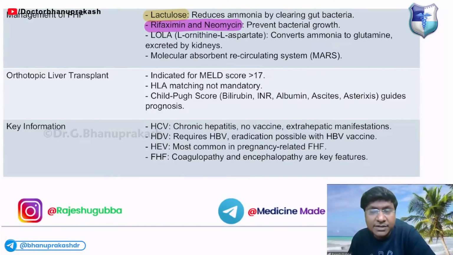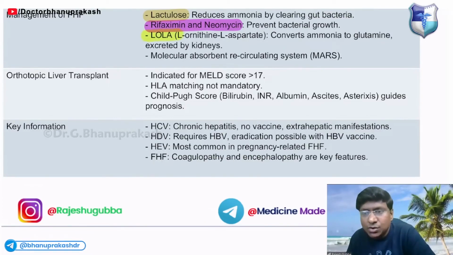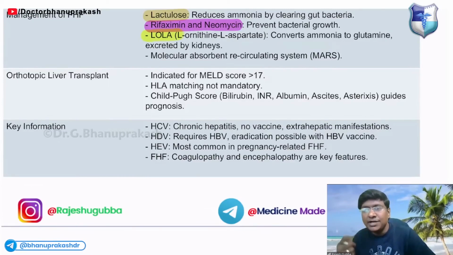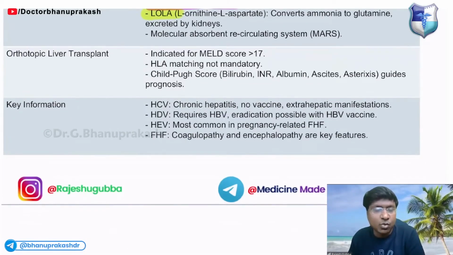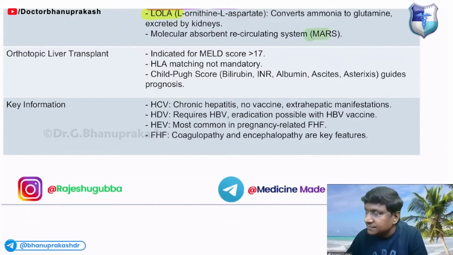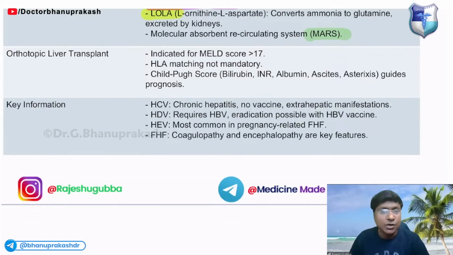Then you should also give the drug which will convert ammonia to glutamine, and the glutamine is excreted by the kidneys. So what is that particular drug? That is LOLA. What is LOLA? That is L-ornithine L-aspartate. It converts the ammonia to glutamine, and that glutamine is excreted by the kidneys, okay? And in refractory cases of hepatic encephalopathy, what will you do? You have a form of dialysis called MARS. What do you mean by MARS? That is molecular adsorbent recirculating system.